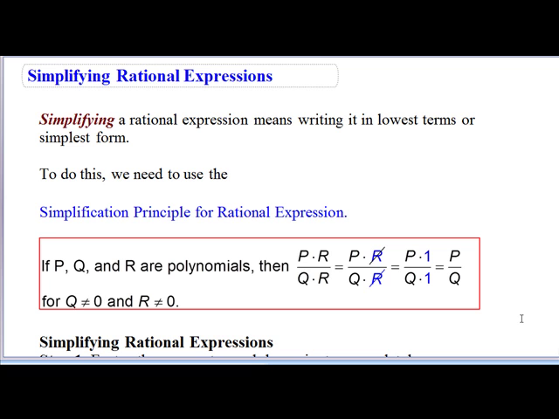It says if P, Q, and R are polynomials, then P times R over Q times R, this is a factor here. P times R is a factor and Q times R is a factor. You see R is the common factor, so we cancel it out. We have 1 over 1, and then P times 1 is P, Q times 1 is Q. Make sure Q and R are not 0.